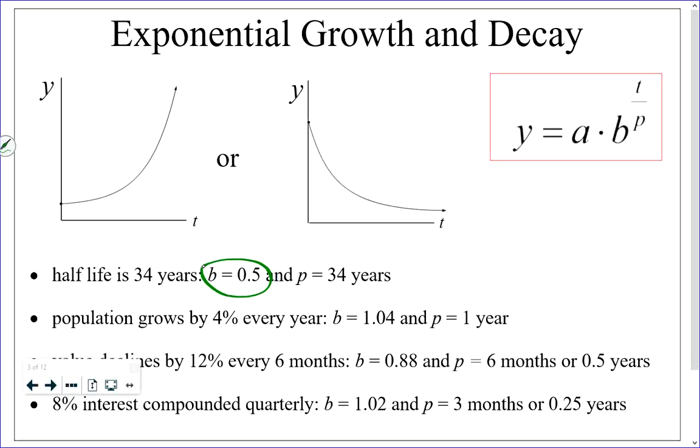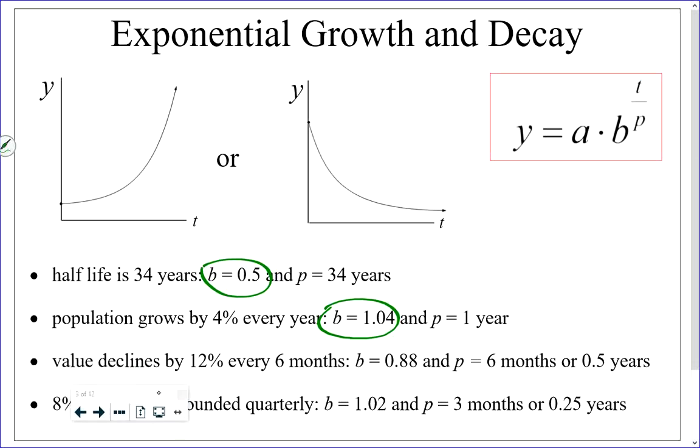If a population is growing by 4%, then it goes from 100 to 104%. B is 1.04 because it's the factor that the population is changing by. Factor means multiply. If the value of something decreases by 12% regularly, then B is 0.88. And I want everybody to just see if you can figure out where I'm getting the 0.88 from.